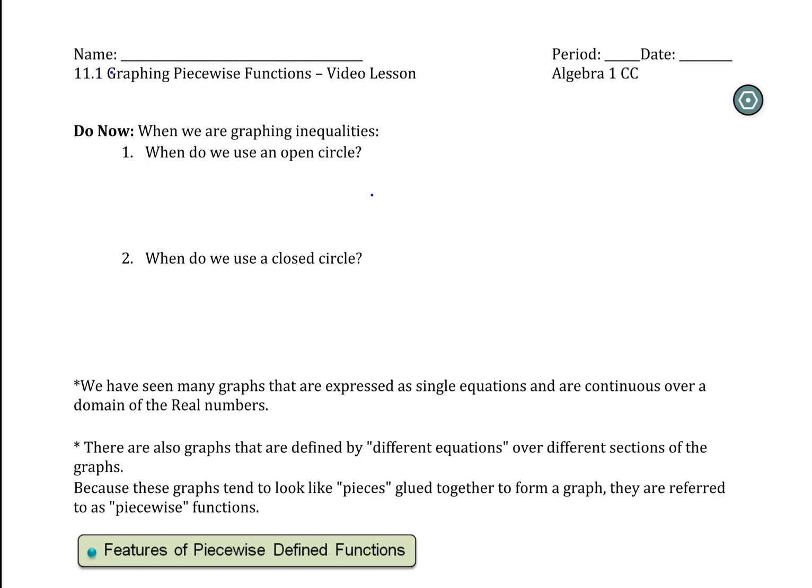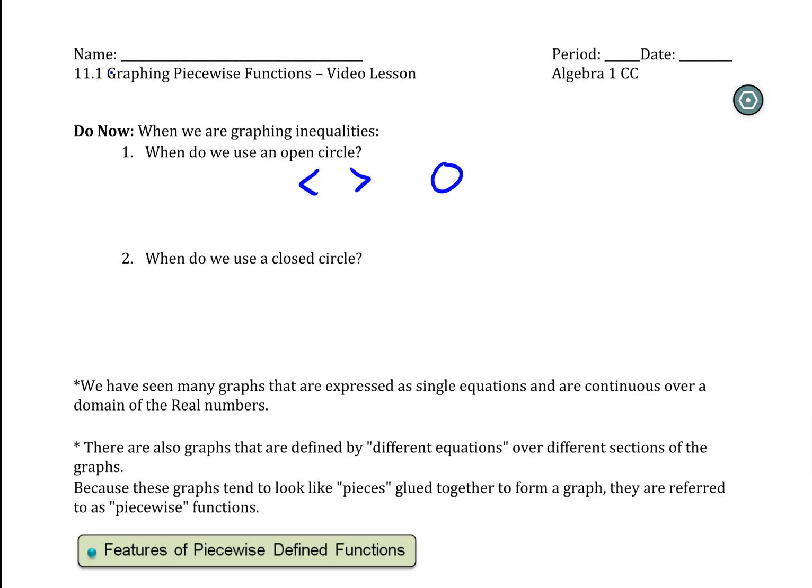Video lesson 11.1. So we're going to be dealing with piecewise functions and how to graph them. First thing is just a little refresher, and let's remind ourselves, when do we have open circles and when do we have closed circles on a graph? If you think back to your graphing inequalities, when do we use an open circle? That is when we have something that is greater than or less than occurring. That's going to give me an open circle when I plot my point.